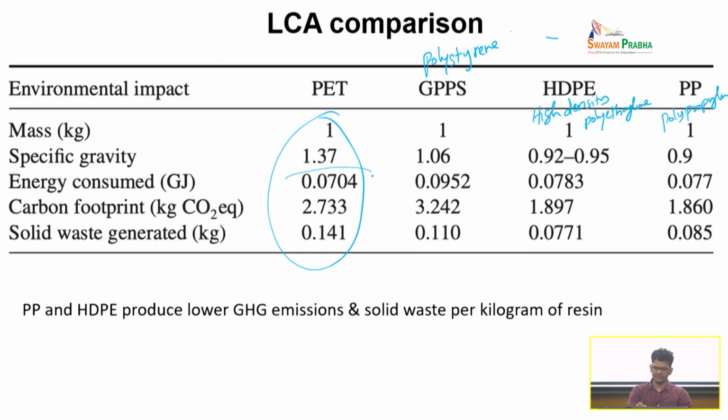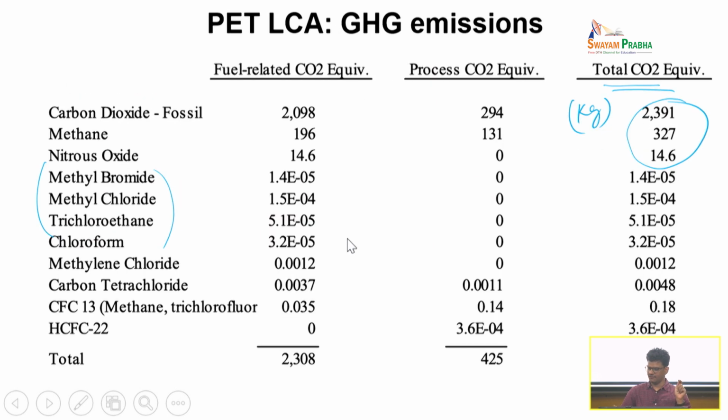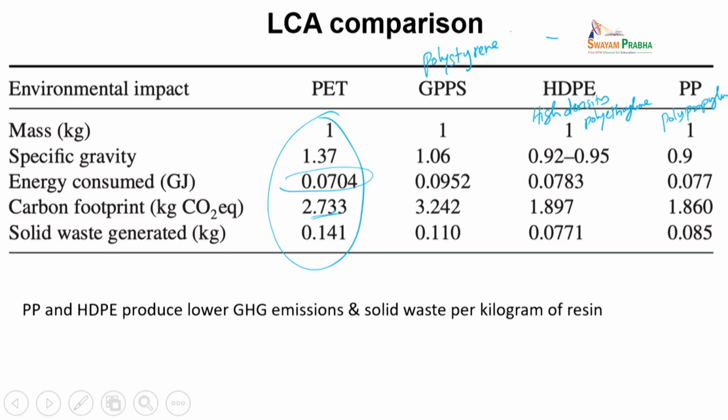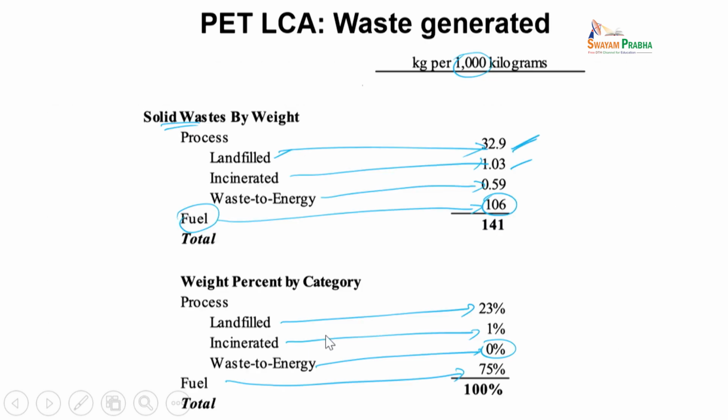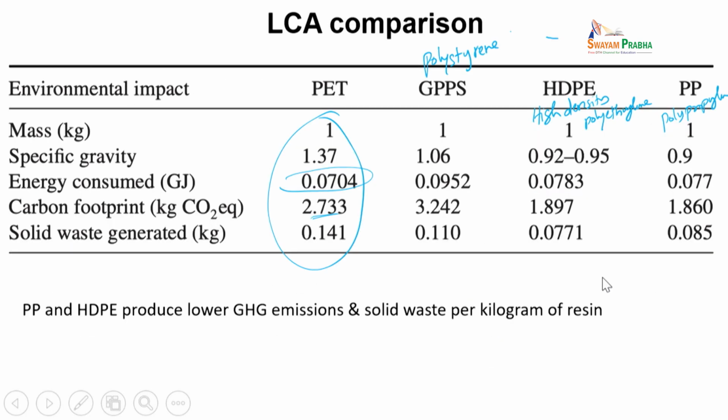That is what you see here. And similarly, if you look at carbon footprint, we showed this is for 1000 kilogram. For 1 kilogram it is going to be 2.733 kg, that is what this is. And solid waste generated, this is 141 kg per 1000 kg. So, for per kg it can be 0.141, that is this. So, from that master data you can combine the total energy consumed, carbon footprint and solid waste.